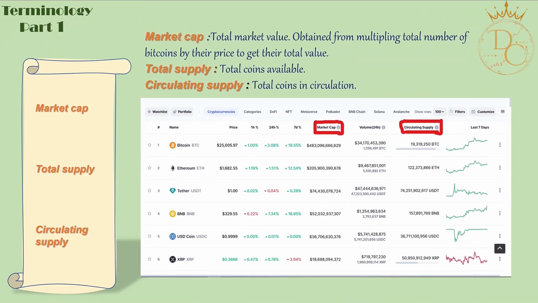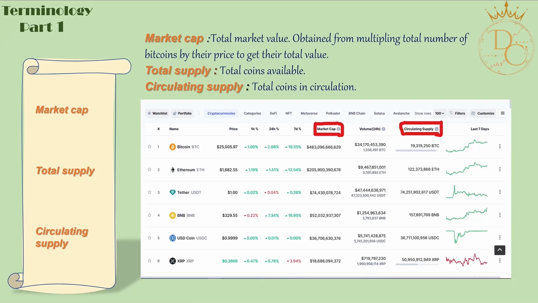Market cap. Total market value is called market cap, obtained from multiplying the total number of bitcoins by their price to get their total value, and it is also called market capitalization. Total supply is the total coins that will ever exist for a cryptocurrency. This figure is important for understanding scarcity and potential value. Circulating supply is the number of coins that are currently available for trading in the market. It can impact the price and market cap calculations.